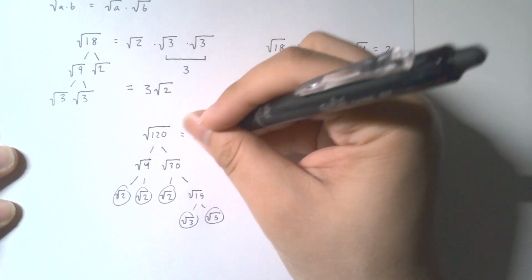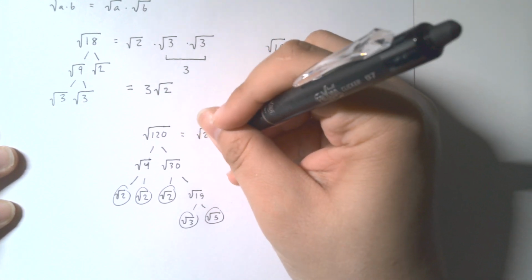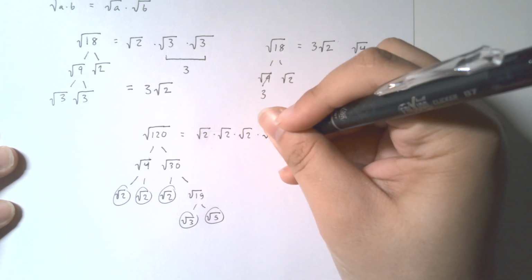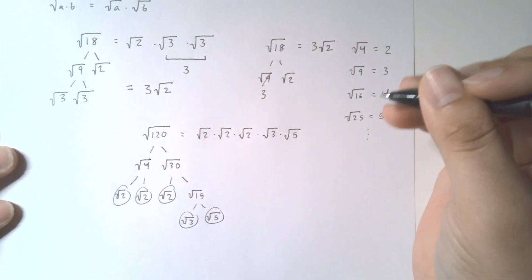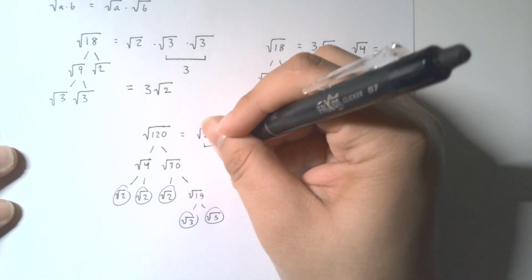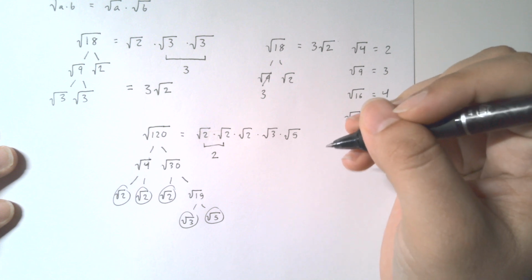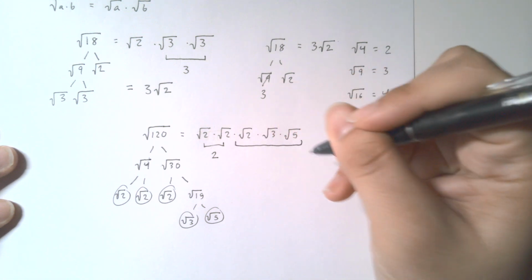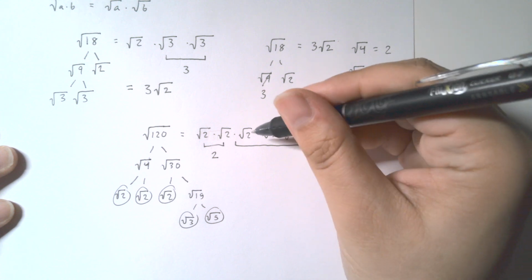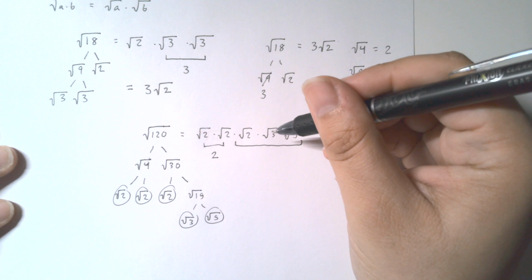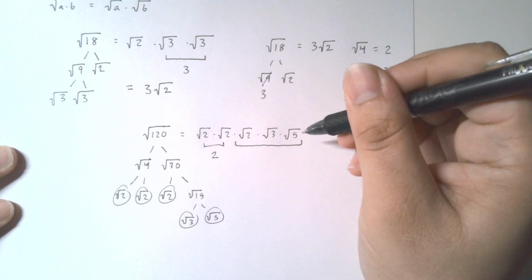And if we put all of those next to each other, square root of 2, square root of 2, square root of 2, square root of 3, square root of 5, we have to find all the pairs of square roots. The only pair we have here is 2. And then we have to multiply all of this stuff back together. So 2 times 3 times 5, 2 times 3 is 6, and 6 times 5 is 30.